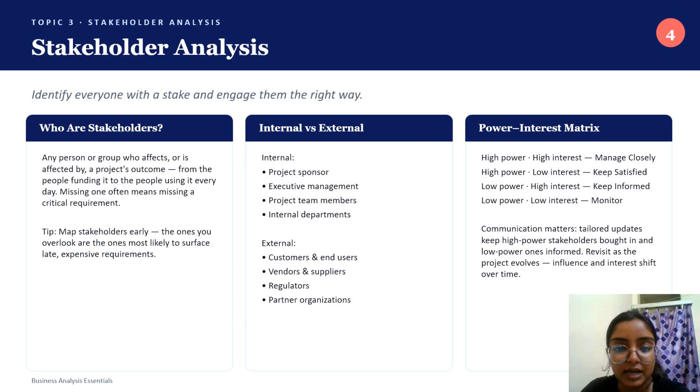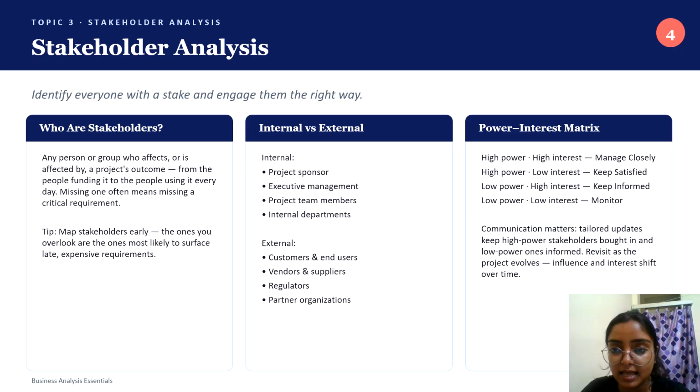So there are two types of stakeholders. The very first is internal stakeholders that are like managers, project teams, and departments, and the second is external stakeholders like customers, suppliers, and government agencies. And now the business analyst uses the power interest matrix that helps to decide how to communicate with the stakeholders.